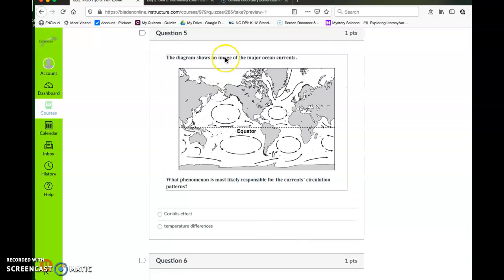This diagram, question number 5. This diagram shows an image of the major ocean currents. What phenomenon is most likely responsible for the current circulation patterns? Coriolis effect or temperature differences?